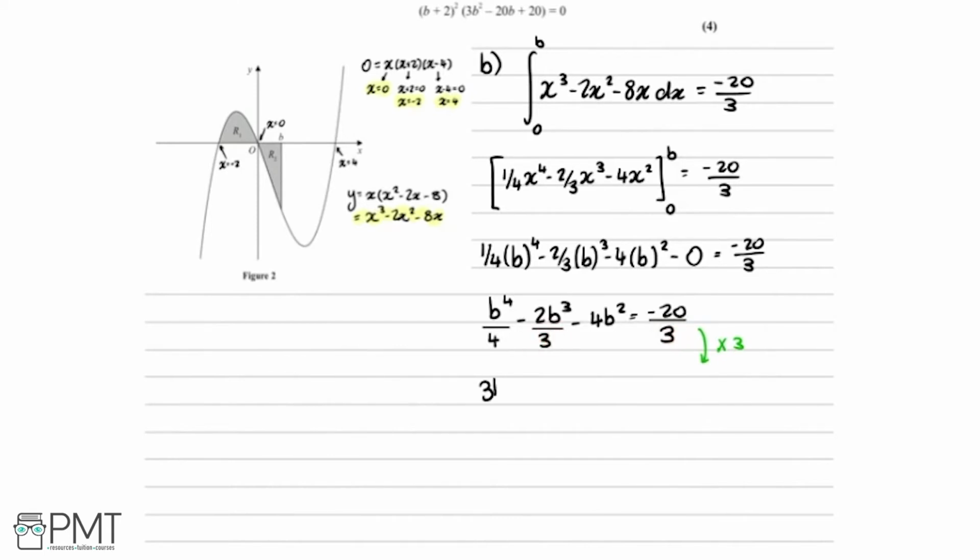Okay, so that's 3b to the power 4 over 4. So for the next term, the 3's cancel, so we're just left with minus 2b to the power 3. And then we get minus 4 times by 3, so minus 12b squared. And then again, the 3's cancel. So we're going to get minus 20.